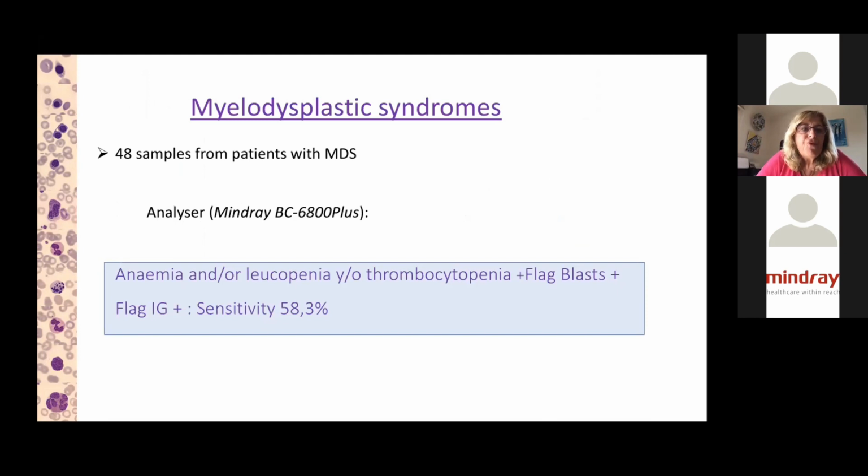Through 48 samples from patients with myelodysplastic syndromes and the analyzer Mindray BC-6800 Plus, we see that if we have anemia and/or leukopenia and/or thrombocytopenia plus flag blasts plus flag immature granulocytes, the sensitivity for the detection of these syndromes was 58.3%.